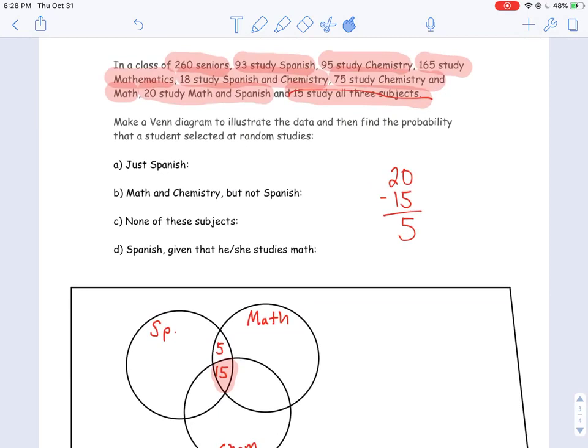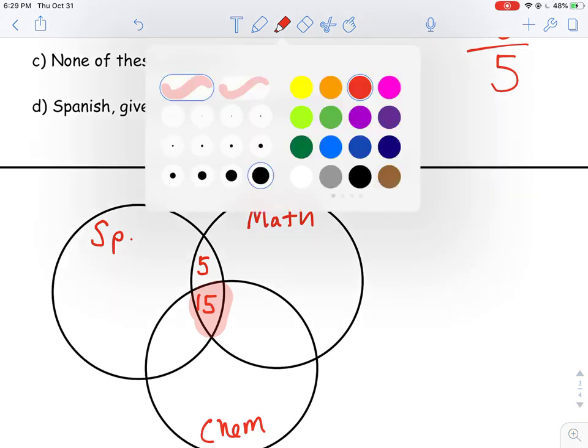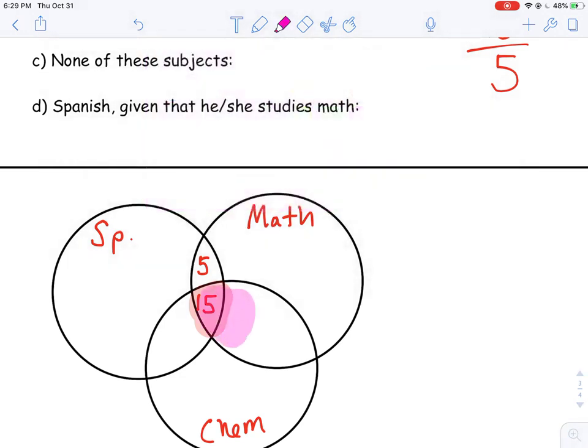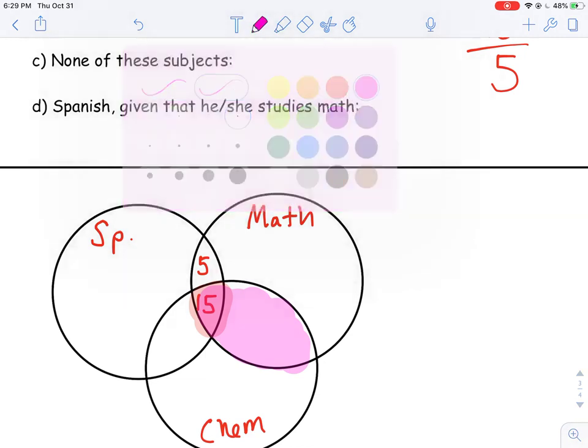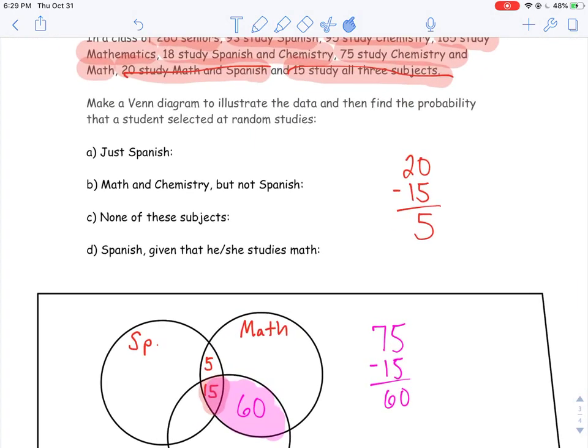Okay, so I'm going to continue going here. Do we have any others? Oh, here we go. 75 study chemistry and math. Okay, so I'm going to look for chemistry and math. All right, so the intersection of chemistry and math is going to be right here. But again, they're telling me 75. That 75 includes these 15 who are taking all 3 of them. So I'm going to subtract that 15, and that gives me 60. I'm going to plug in 60 right here. I've got another one off the table here.